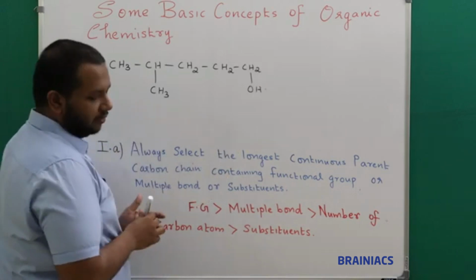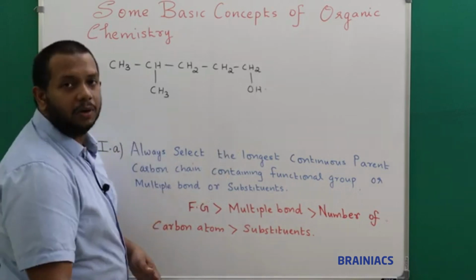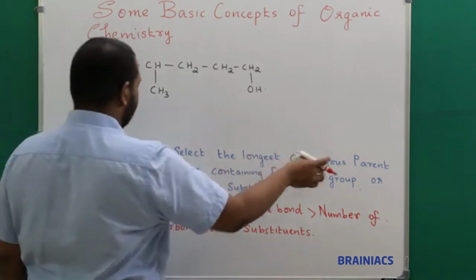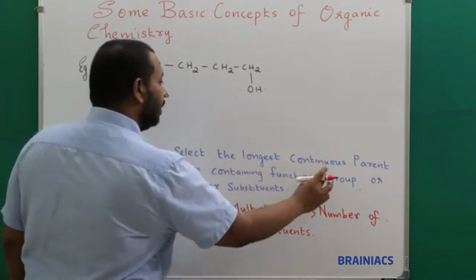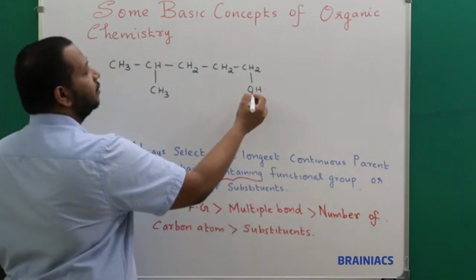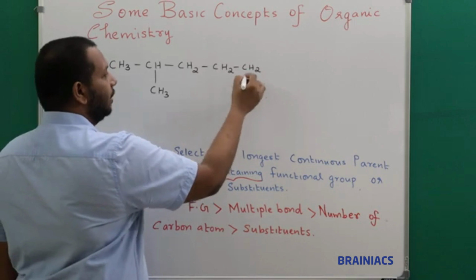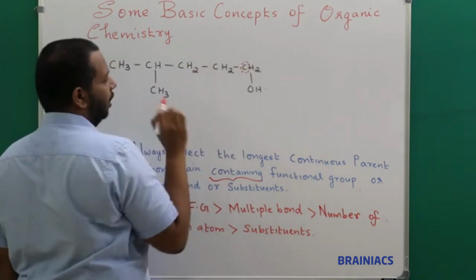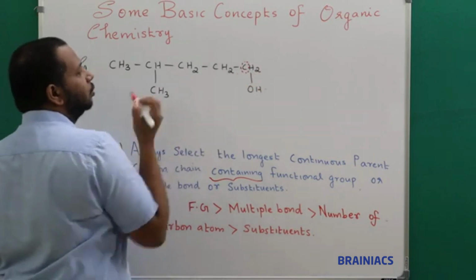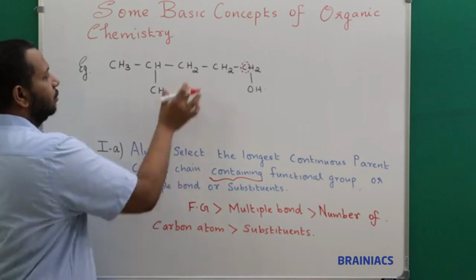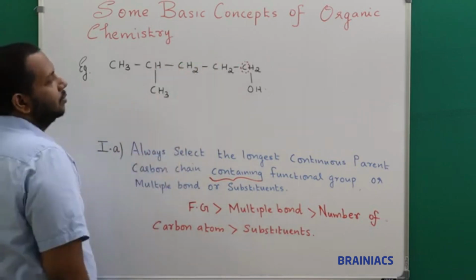Okay, OH I know it is a functional group. But here you need to remember one thing. The rule says that always select the longest continuous parent carbon chain containing the functional group. Very important, the term containing. So that means you need to contain the carbon atom which is connected to the functional group. That is mandatory. And I know that there are no multiple bonds or other substituents present.